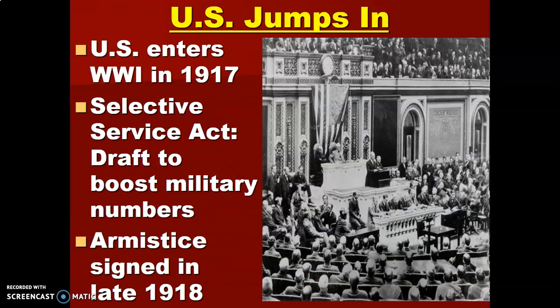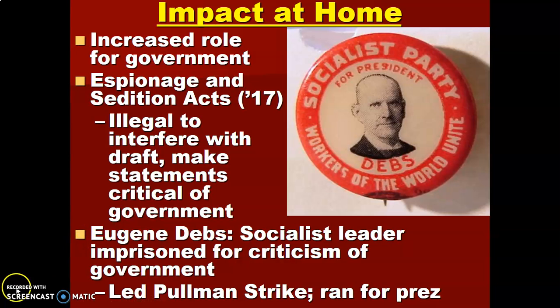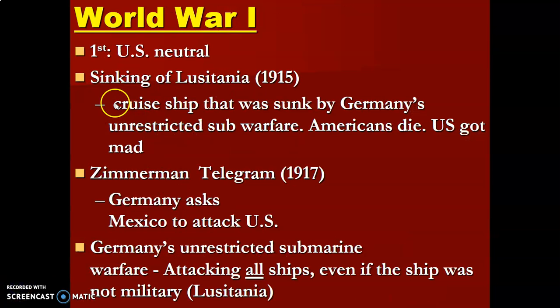Next, we have the Lusitania. For the Lusitania, you just want this first definition on this slide. It says a cruise ship that was sunk by Germany's unrestricted submarine warfare. It was a really, really nice cruise ship that the Germans sank. The United States had 128 people on it, so because of that, when they died, the U.S. got really mad about it.